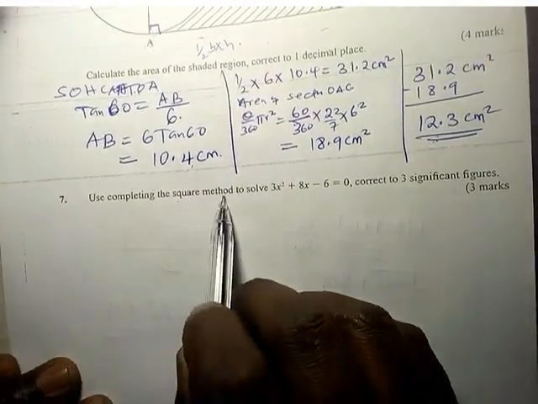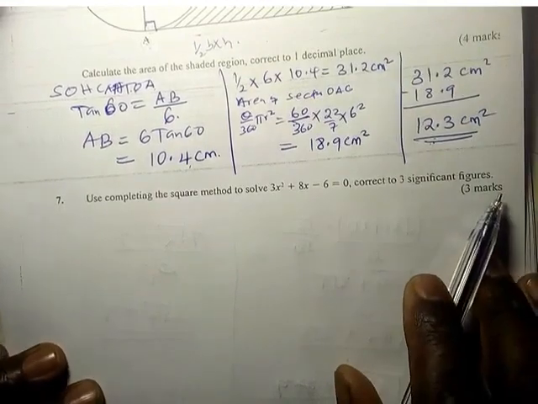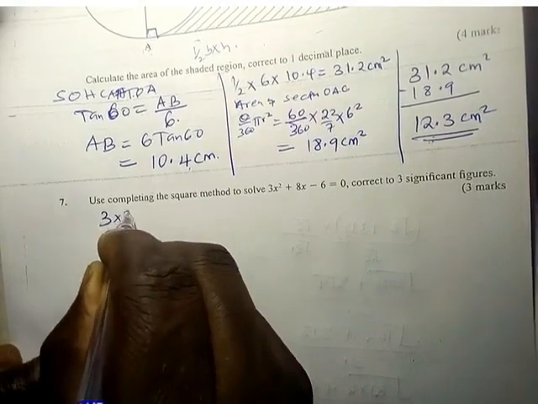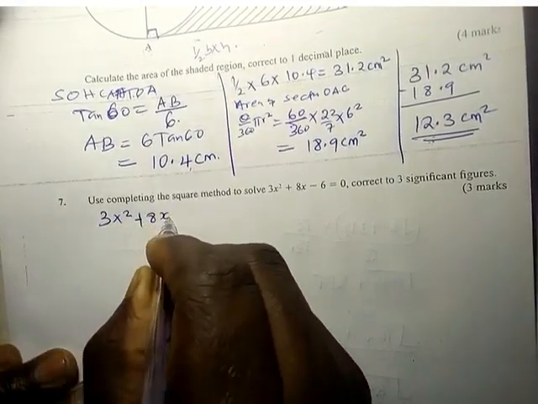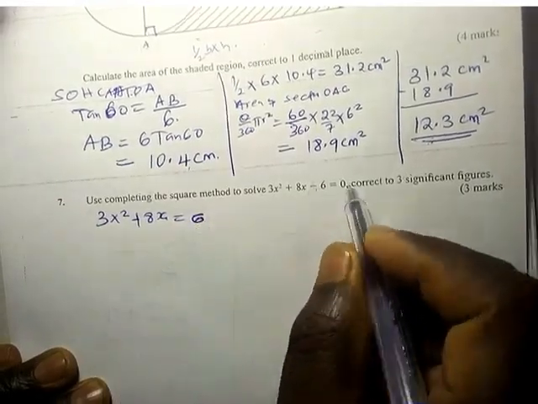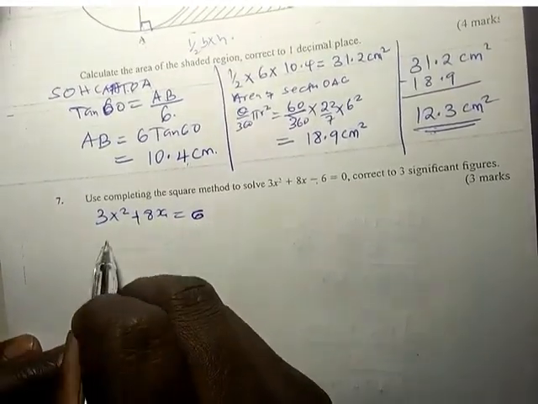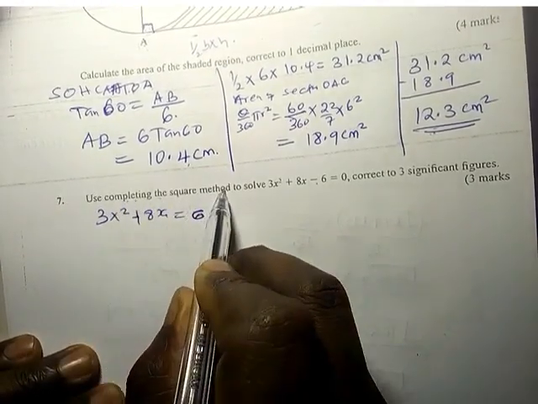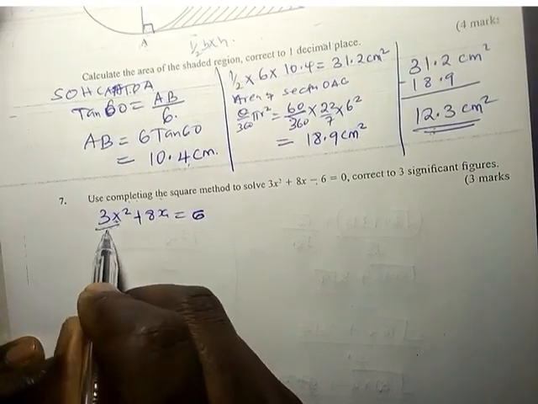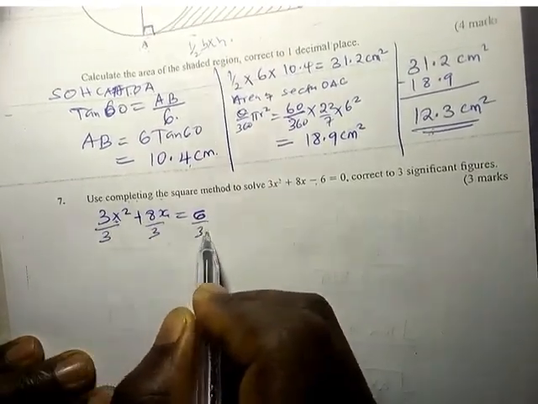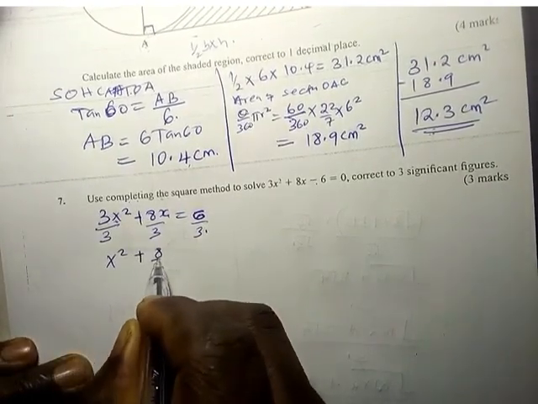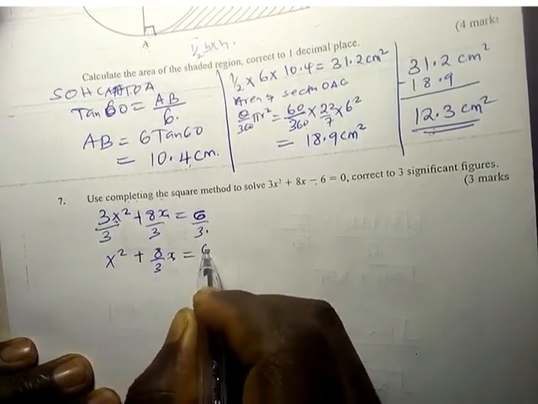Use completing the square method to solve this. So that is 3x squared plus 8x. We can take this one to the other side, is equal to 6. Whenever we are using completing the square method, you must ensure the coefficient of x squared is 1. So we divide by 3, divide by 3, divide by 3. So we will have x squared plus 8 over 3x is equal to 6 over 3.